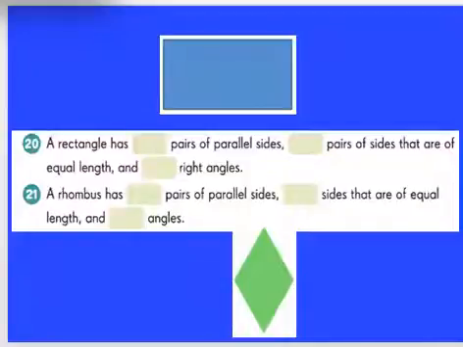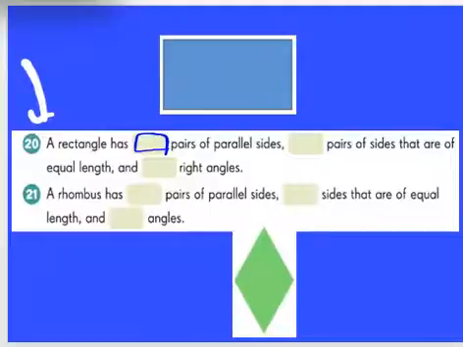So just as a review, let's see how we would do with this. Make sure you have your math notebook ready to go. Make sure you have a fresh date and label this video as classifying 2D shapes, video 2. And let's see how we do. So this question here says a rectangle has how many pairs of parallel sides, and how many pairs of sides that are of equal length, and how many right angles. So three different questions. So let's just think about this one first.